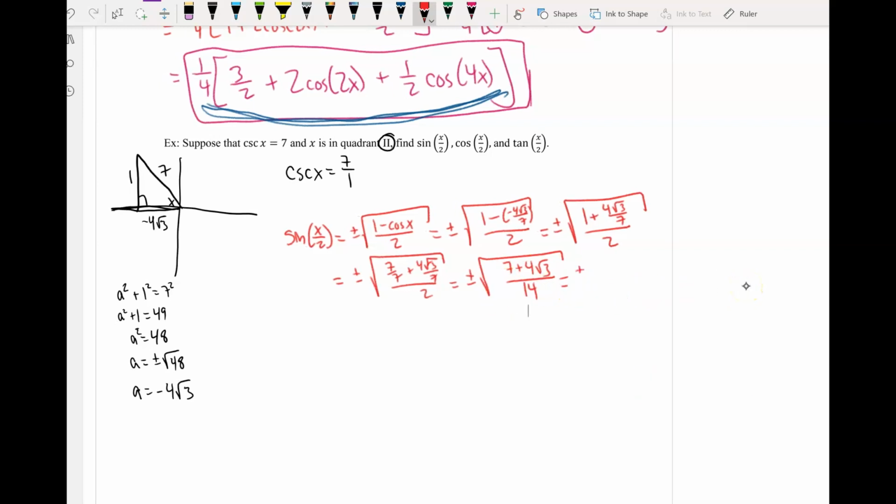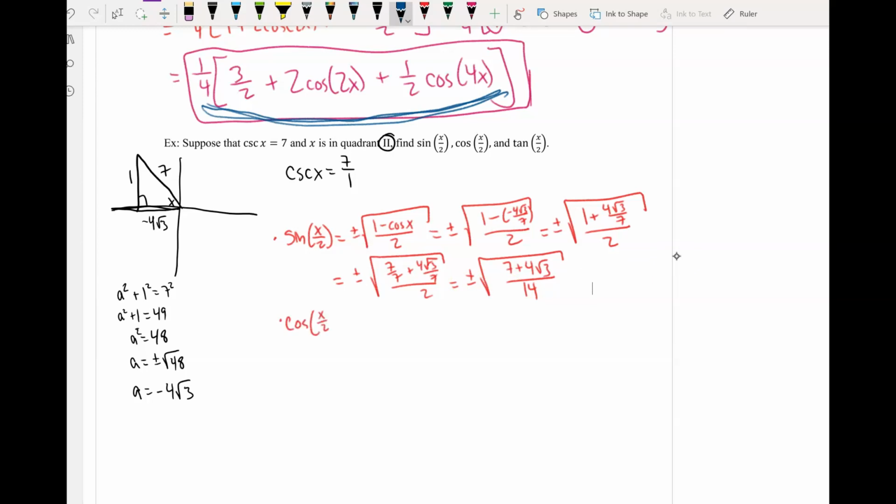So plus or minus square root of 7 plus 4 square root of 3. And the bottom one, can I reduce that? No, you can't reduce that anymore. This will be as reduced as possible. Now we have to deal with that plus or minus, but let's deal with it in a second. Let's just continue on and do the cosine of x over 2.